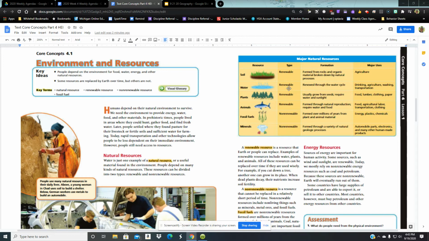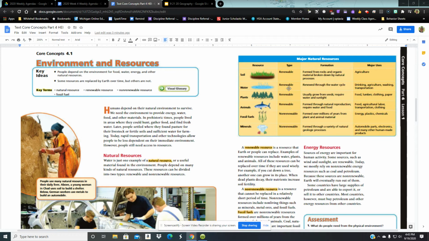So you can imagine when you think about how much everybody uses, just think about what you have, and then there's 7.5 billion people on the planet, multiplying that amount of use by that. Now, not every culture uses it the same way that we do in the United States, or as much. Animals are renewable because you have new ones, you have babies. And so the species continue to go, you have a new supply. So they're formed through natural reproduction, require water and food.